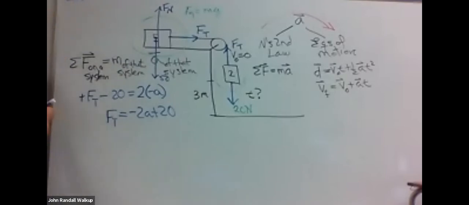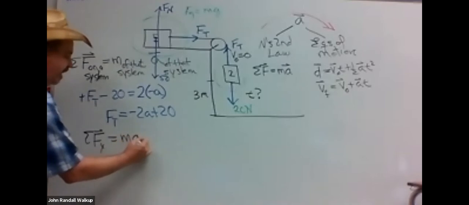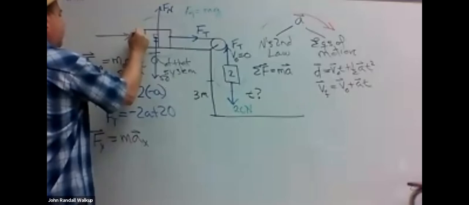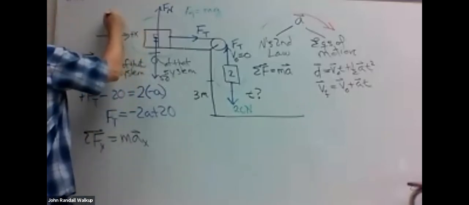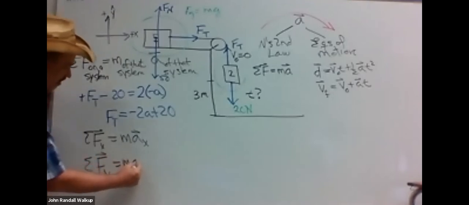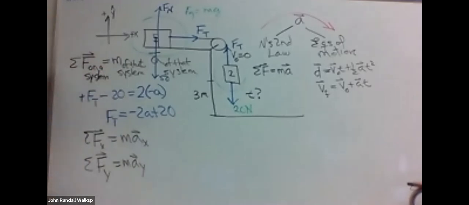Therefore, I can write Newton's second law as the vector sum of all forces acting in the x direction is equal to the mass times the acceleration in the x direction. This is the x direction. This is the y direction. And I can also write it as the vector sum of all forces in the y direction is equal to the mass times the acceleration in the y direction. Well, let's do this one first.